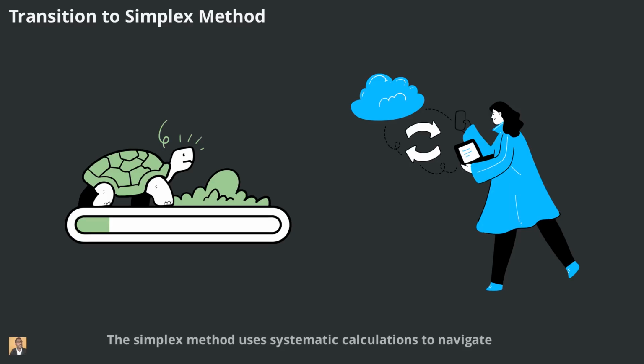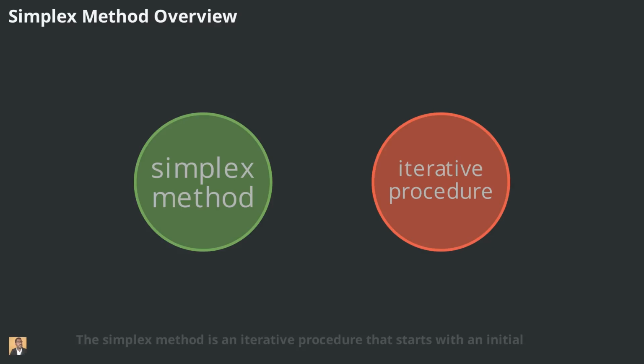The simplex method uses systematic calculations to navigate through feasible solutions and find the optimal one. It's widely used in industry and research for its efficiency and reliability. Simplex method is an iterative procedure that starts with an initial feasible solution and moves from one vertex of the feasible region to another, improving the objective function at each step. The process continues until no further improvement is possible, indicating that the optimal solution has been found. The Simplex method is suitable for large-scale problems and can handle many variables and constraints efficiently.